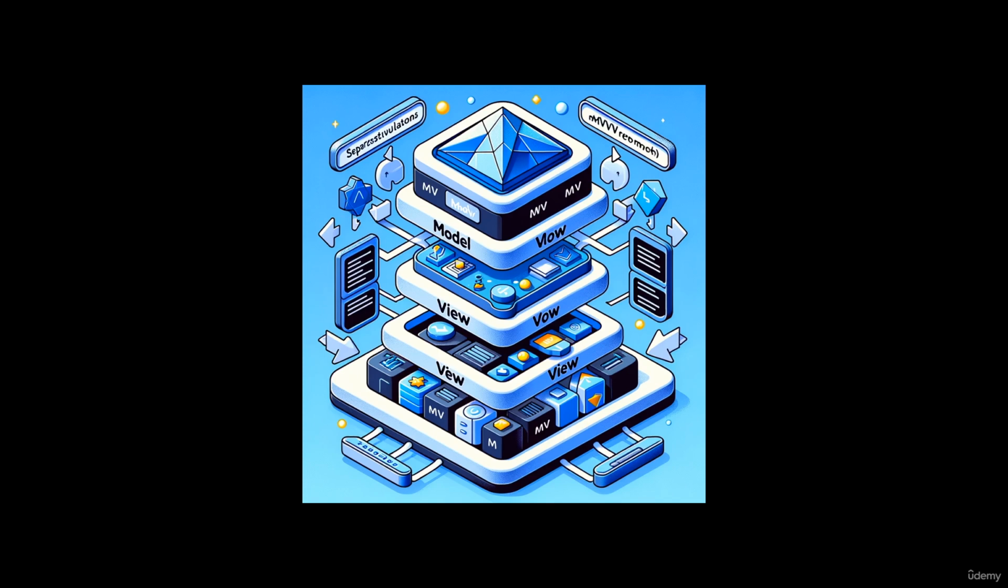Okay, so the first thing is model. This represents the data and the business logic of your application. It's where your data resides. Think of databases, data networks, or business logic components. This model is basically the heart of your application, handling the what of your application.